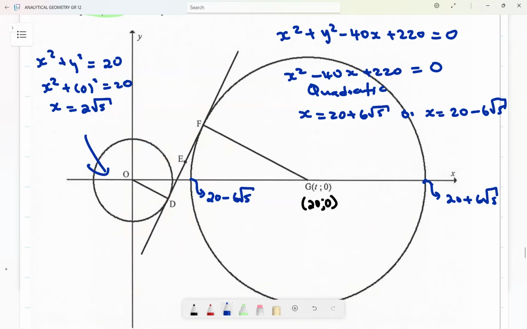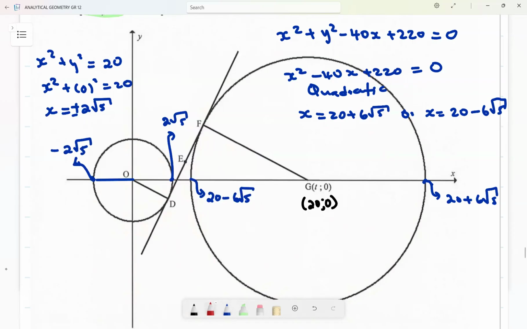So the smaller graph has an x-intercept at 2 root 5. From here it is positive 2 root 5. And then this one here is negative 2 root 5, because it is still the same x-intercept. Remember, when you square something, it is plus or minus. So this one will be negative 2 square root of 5.